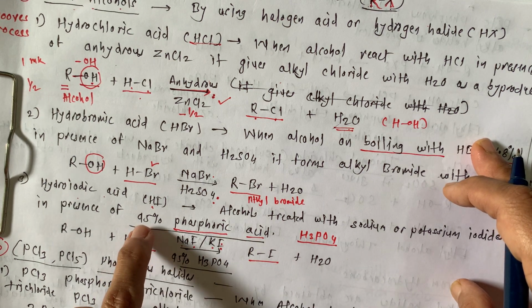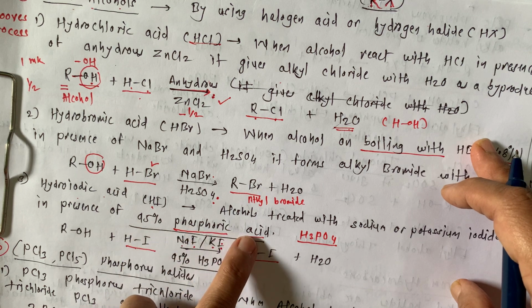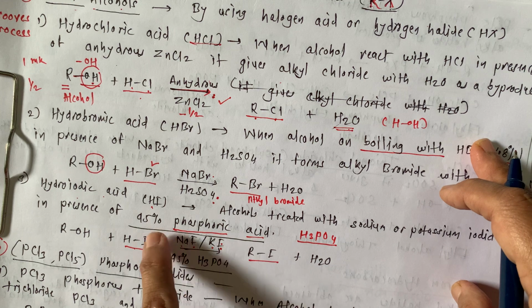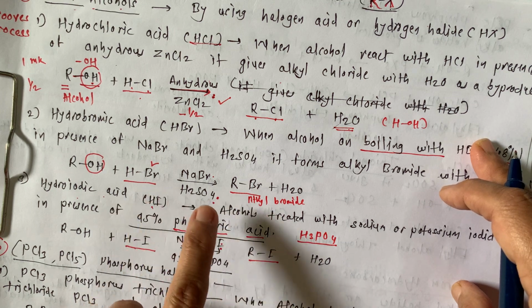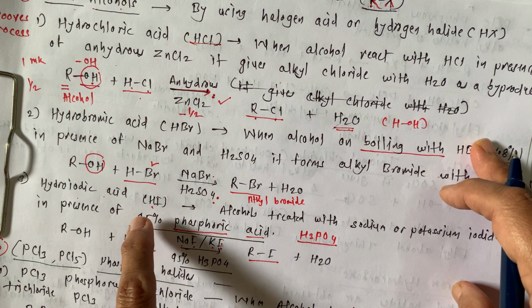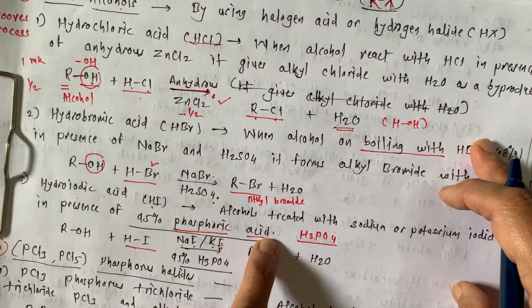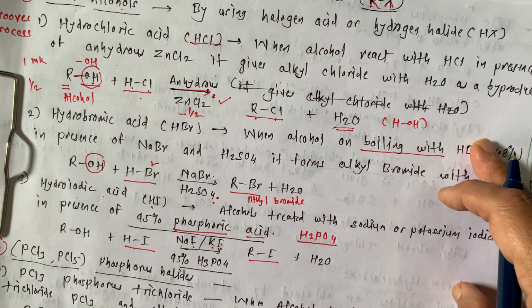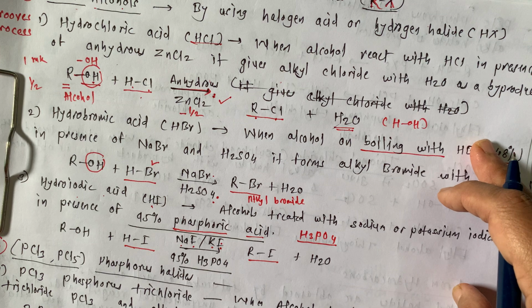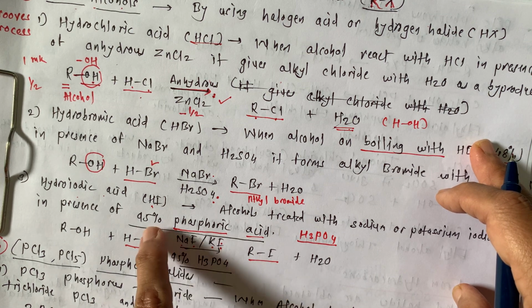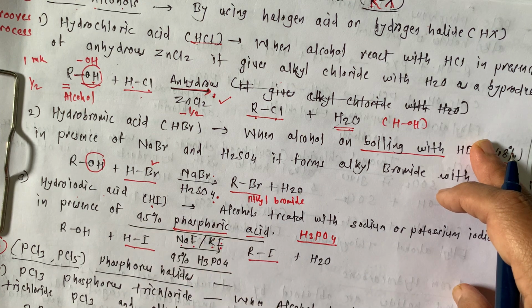Here 95% phosphoric acid gives a good yield of alkyl iodide. This is very important, and such type of text question is asked in our book. So you have to remember that when we use 95% phosphoric acid, we get a very good yield. Yield means the quantity of product; the yield of this alkyl iodide is very good, and that's why we use 95% phosphoric acid.